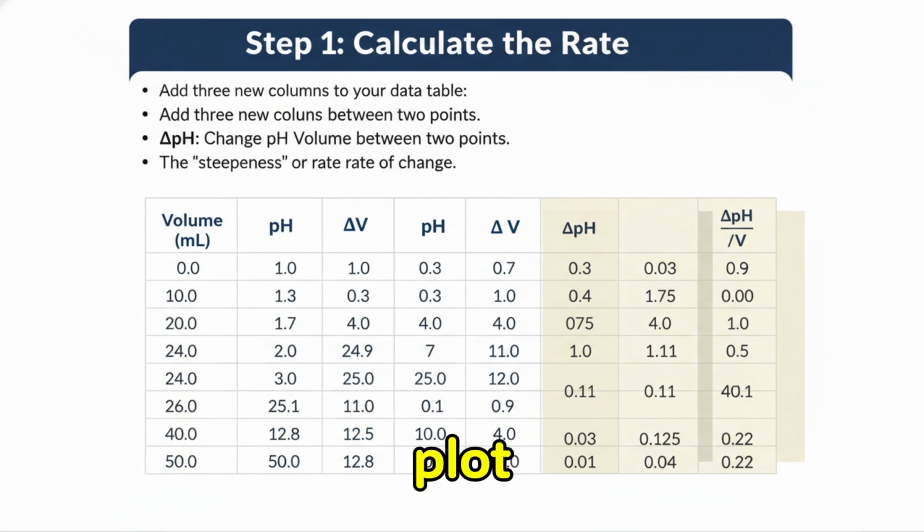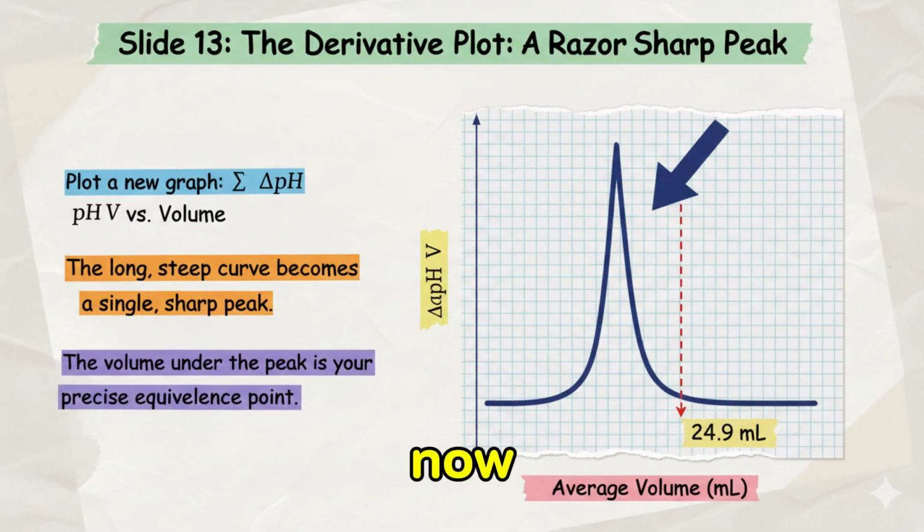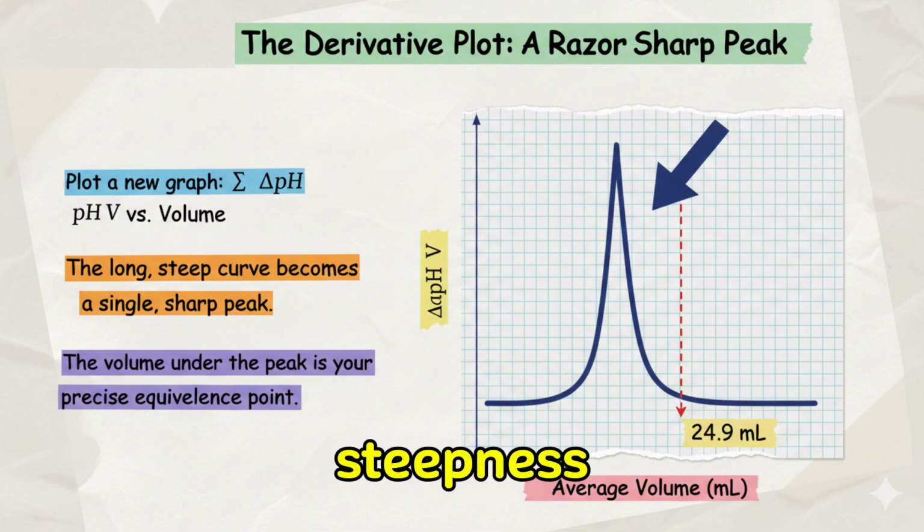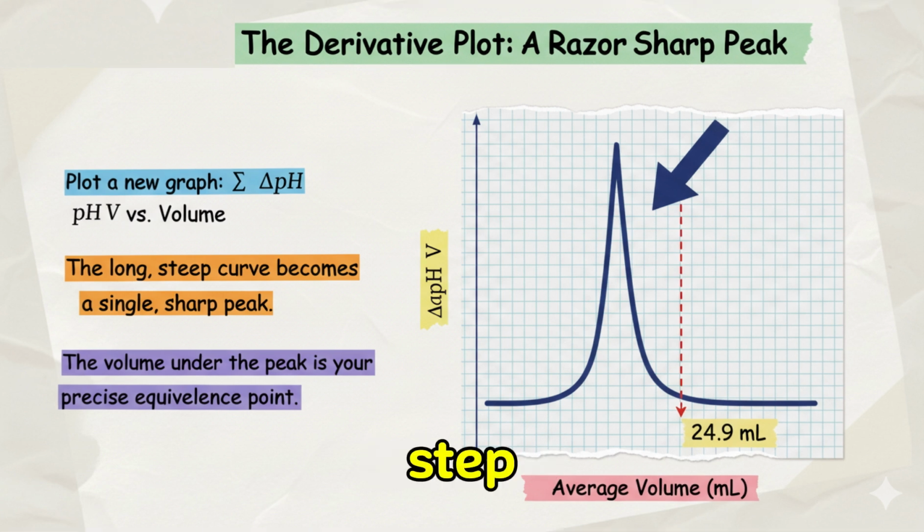Step 2. Plot the derivative. Now, we plot a new graph. On the y-axis, we plot our steepness ratio, delta pH over delta V. On the x-axis, we plot the average volume for each interval. Step 3. Find the peak.